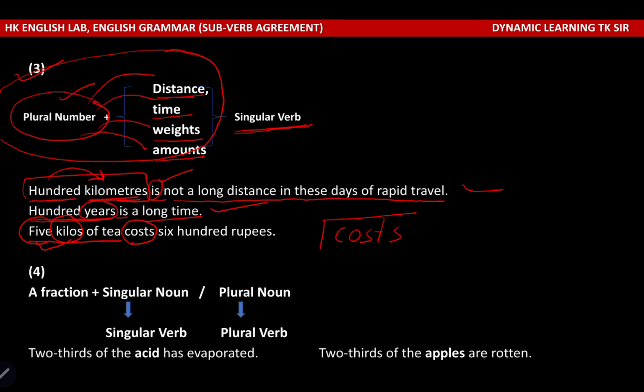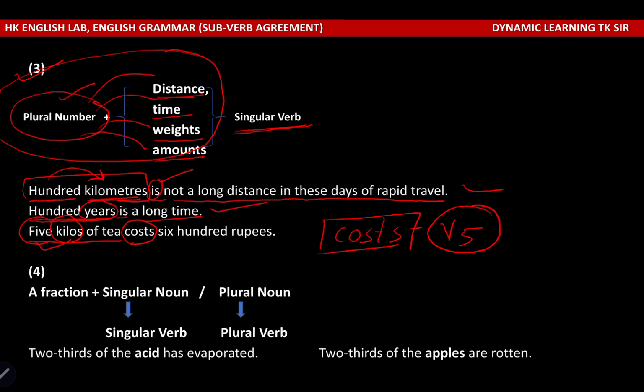As you know, cost is always singular, which is in your V1 form. Okay, cost may be singular or plural, but if you're adding s to it, costs, it always goes with the third person singular number. Got it? Like he or she.